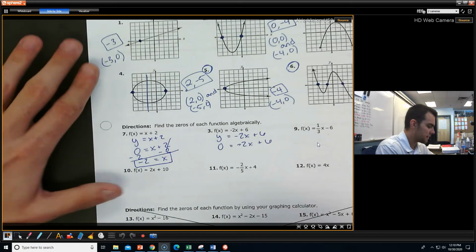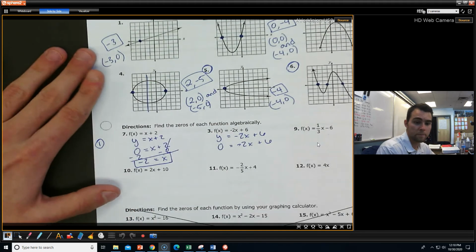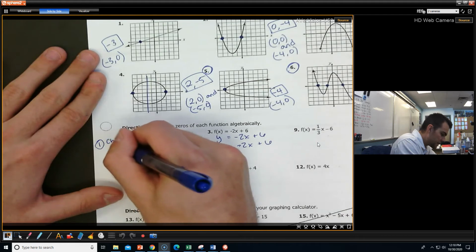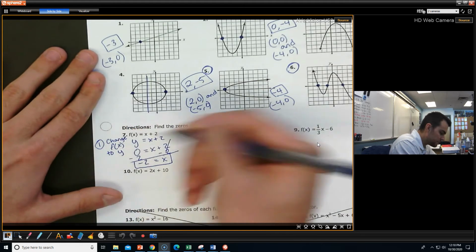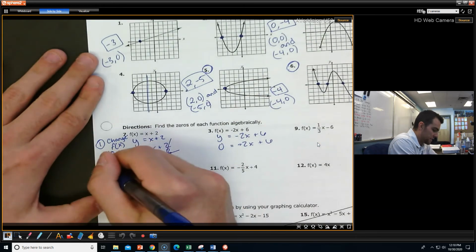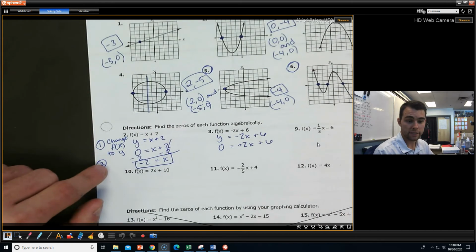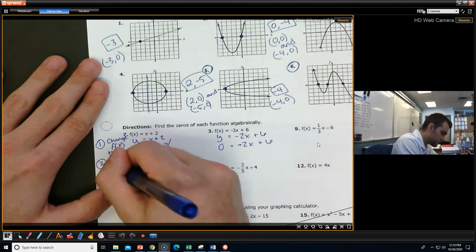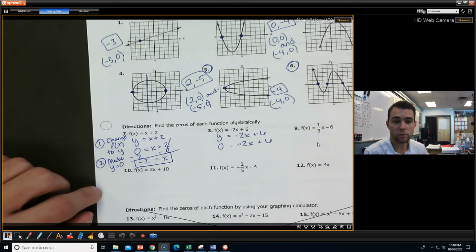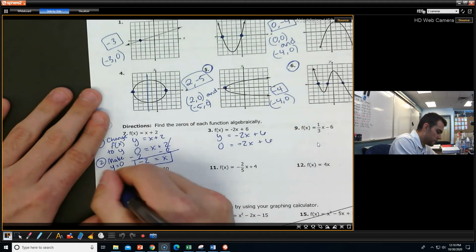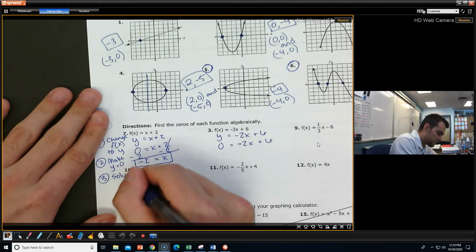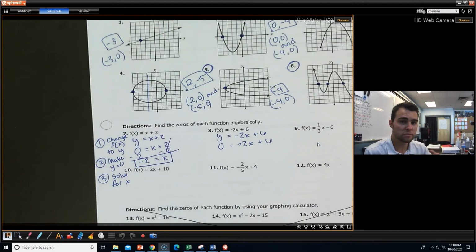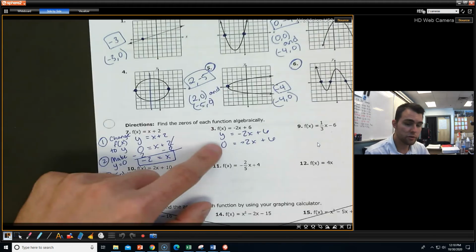So the steps there: first, I would change f of x to y. The second thing I would do is make y equal to 0. And then solve for x. If we repeat those steps, we're going to be golden. Let's do it for number 3.